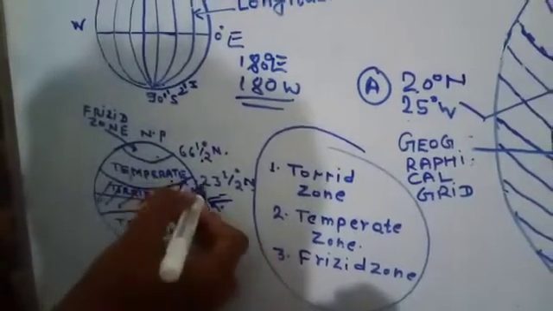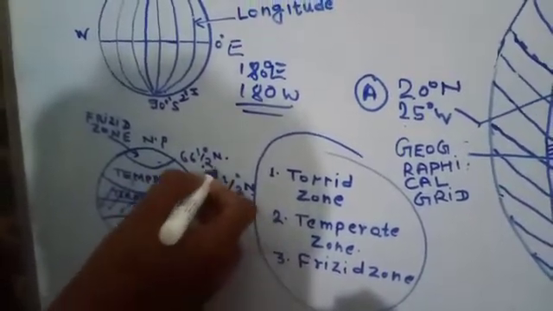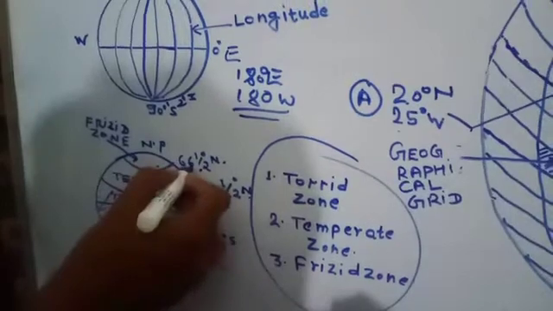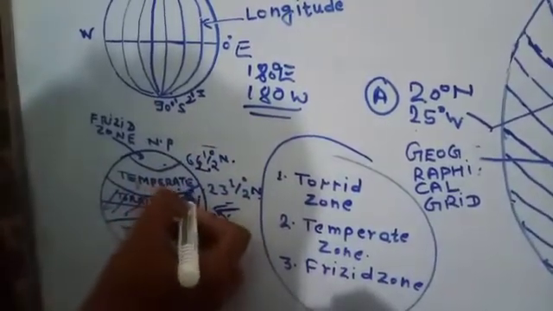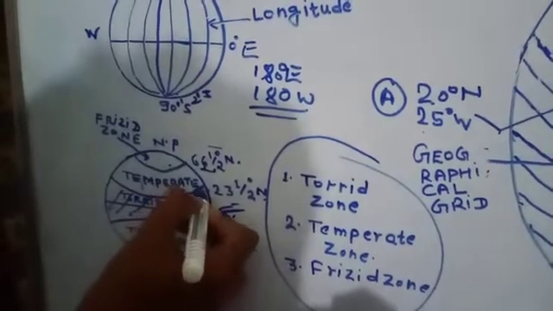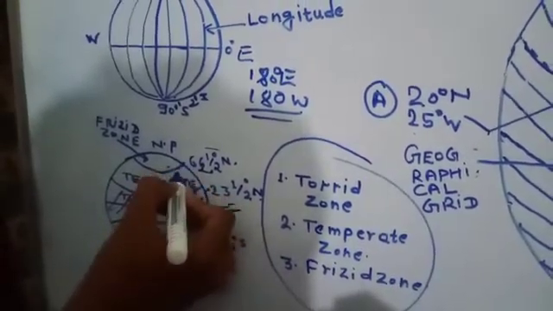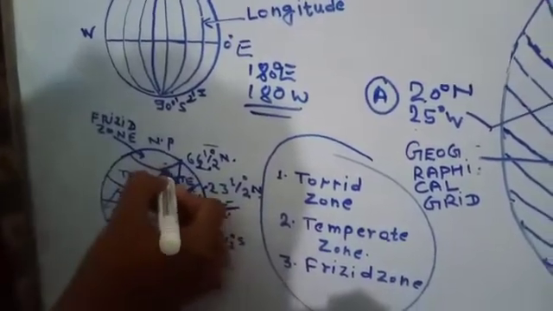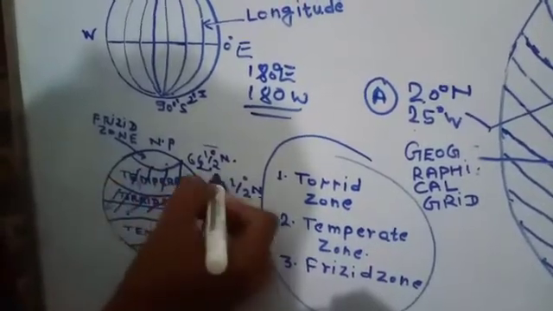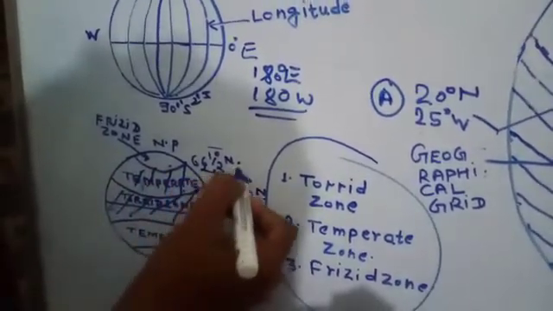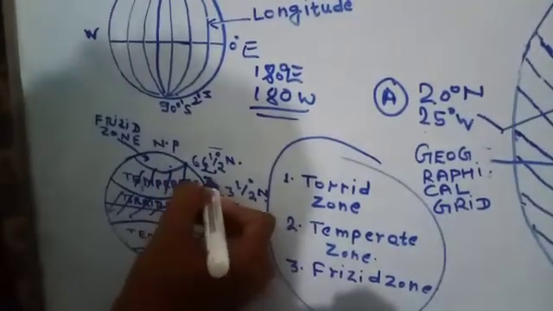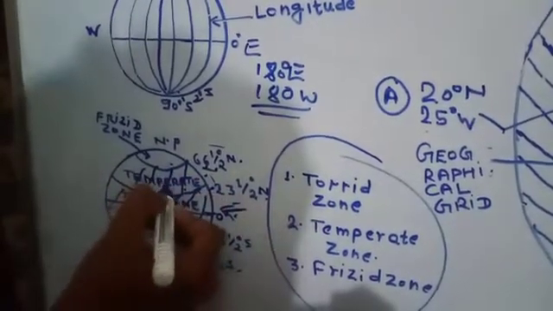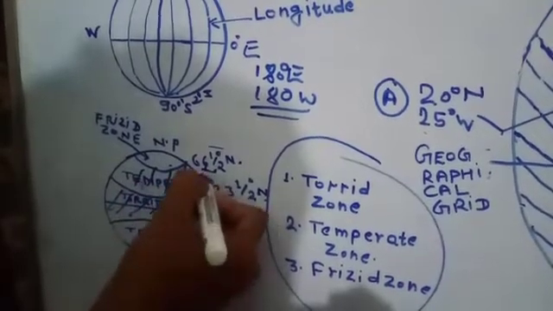Now start from 23.5 degree north up to 66.5 degree north, that is, from the Tropic of Cancer up to the Arctic Circle. The area that lies between them is called the temperate zone. This area does not receive vertical sun rays, that's why this area receives, you can say, moderate temperature.